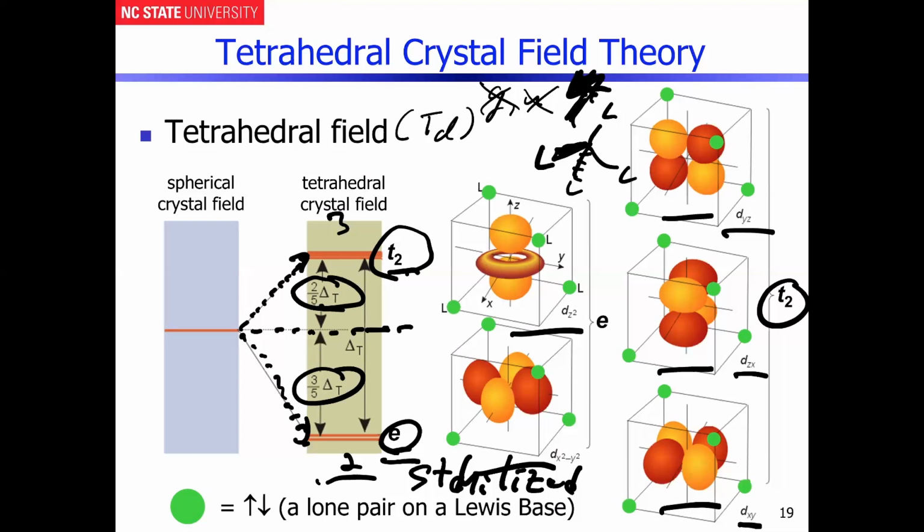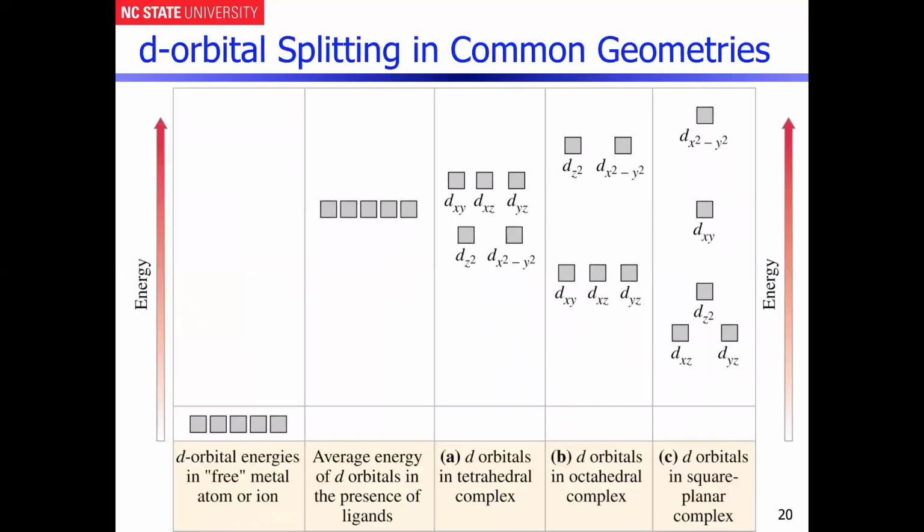You still have a doubly degenerate set here and a triply degenerate set here. Of course, the doubly degenerate set is stabilized, and the triply degenerate set is destabilized. So let's look at this on a bigger picture. What you get in all of the commonly observed geometries is shown here. Remember, if you just have the free ion, those energies are without any ligand point charges around it. These go up in energy when you put in a spherical ligand field, and that brings the energy up.